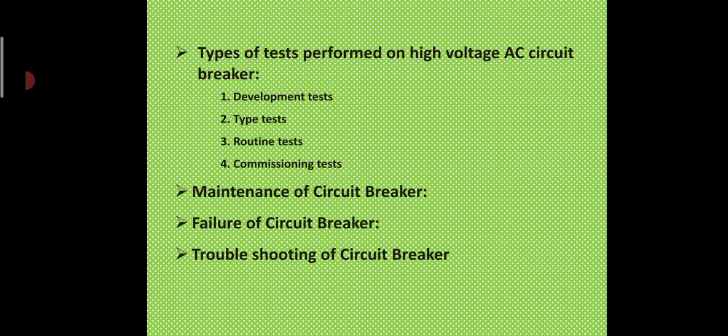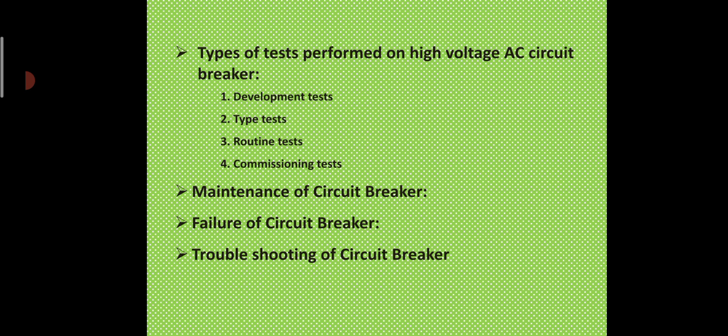Type test. Such tests are performed on some prototypes so that their capability and characteristics can be confirmed. These tests are not performed on all the circuit breakers. These tests are performed in a special testing laboratory and performed as per IS. After the test, the circuit breaker is not used without overhauling. Then routine tests. Routine tests are performed as per IS at the manufacturer premises to check the operations of the circuit breaker. Then commissioning test. These tests are performed after the circuit breaker is installed and before it is put into service.